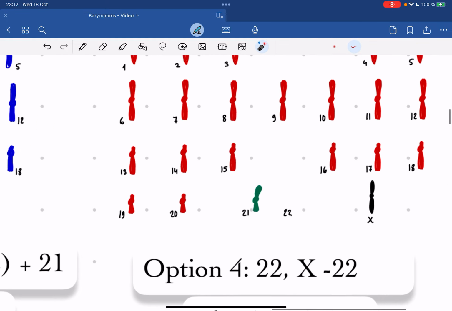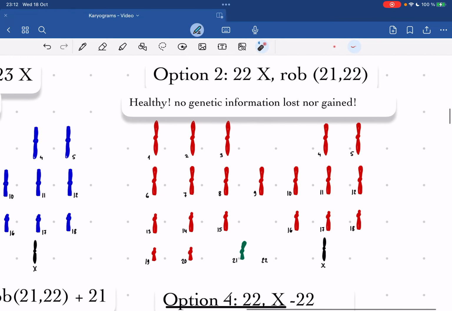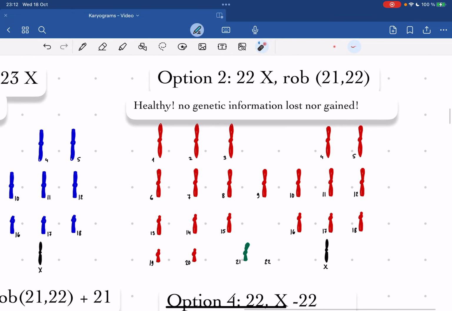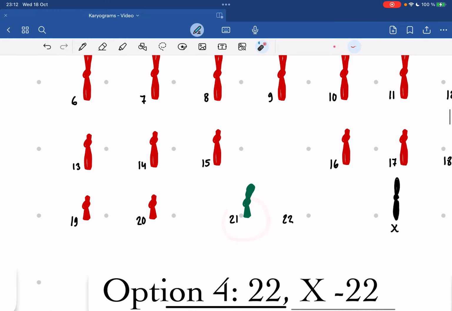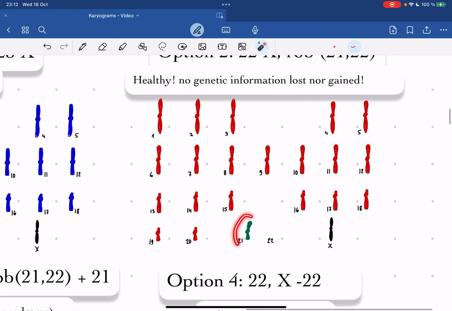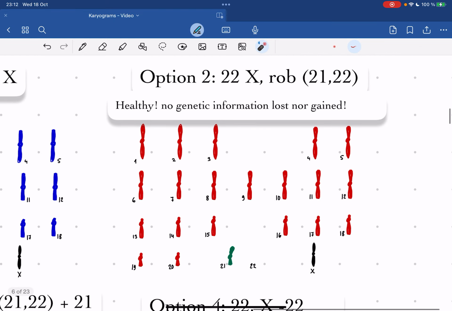that makes sense. That means that the information is not lost nor gained. We have both information from 21 as well as 22. However, you can see here there are no chromosomes on 22. However, this chromosome right here represents both the chromosome here as well as the chromosome here, because it has not 1 but 2 chromosomes technically in its chromosome body. Therefore, this will represent 2 chromosomes in total.